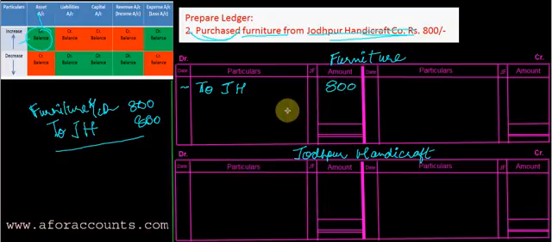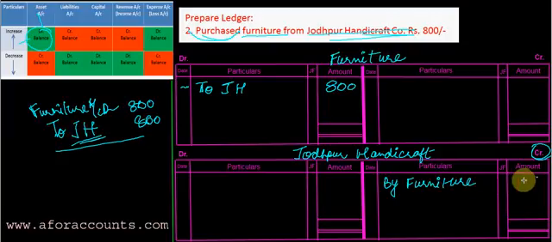Okay. Now what is credited? Jodhpur Handicraft is credited. So just for the Jodhpur Handicraft account, take the credit side. By this time you need to know that you have to write something here in the credit side. Okay. What will you write? Furniture account debit to Jodhpur Handicraft. So you are crediting furniture account, by furniture, 800.